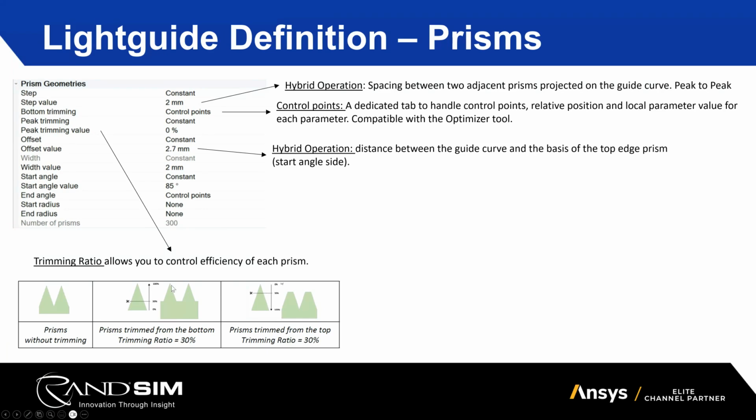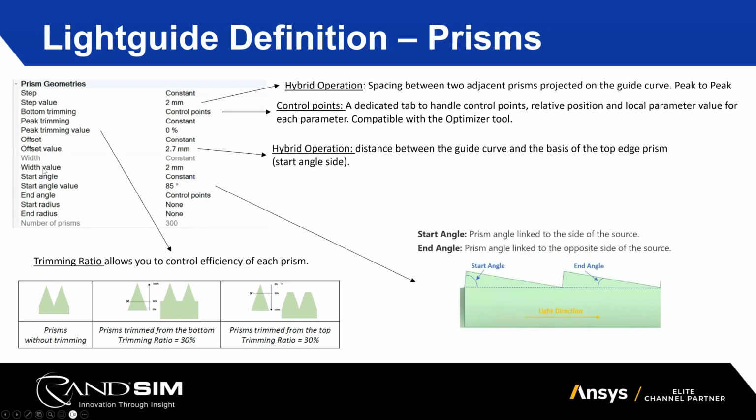So basically, where is the top of the prism to the center line of your light guide. Then quickly, I didn't define it here because I thought it was fairly straightforward. The width value is just how wide is your prism at the bottom of your guide. Typically, you want it to be in ratio with the actual size of your guide as well.